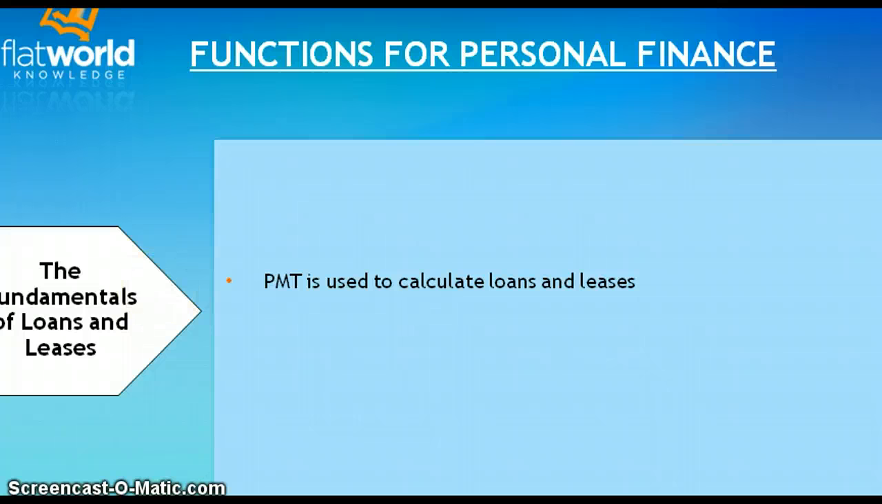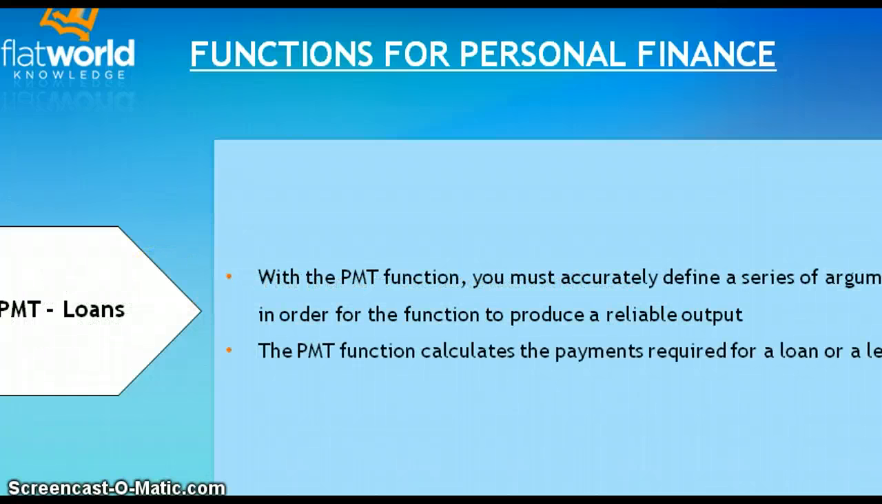Now, fundamentals of loans and leases, just want to make sure you go over the terms that are used. PMT is a function, and it calculates the payment for a loan or lease, or anything that you want to determine the payment of. So PMT is payment. This function allows you to provide a series of arguments, and we'll talk about what arguments mean in Excel, but it allows you a series of arguments in order to produce a reliable output. It calculates payments required for a loan or lease. It requires any kind of payment. If you wanted to see how many payments you need to make in order to have X amount of money in 15 years, you can use the PMT function to do that.